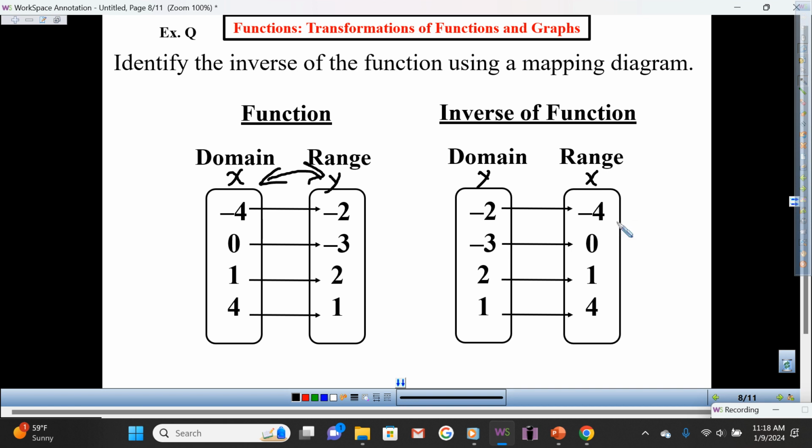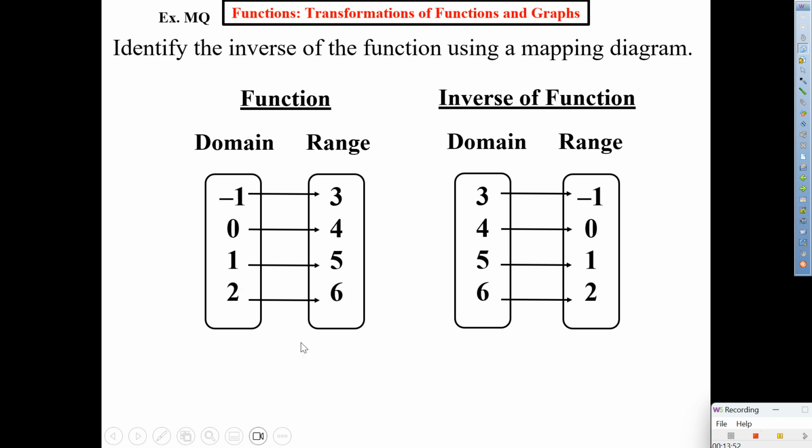That's all it is. And then from there, I showed you a second example. There it is. Domain, range, domain, and range.